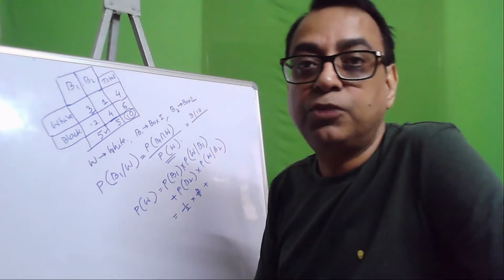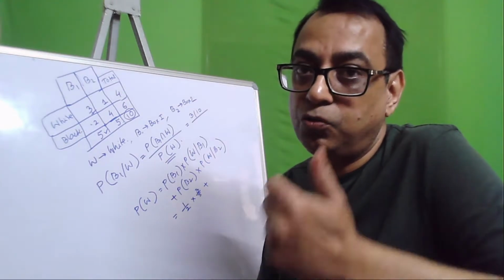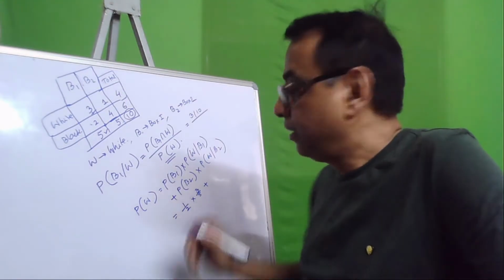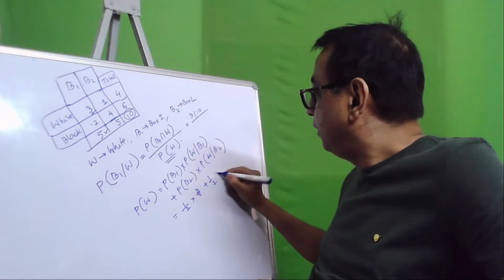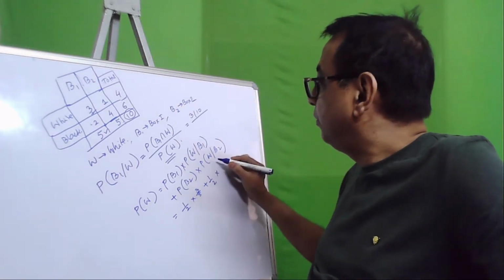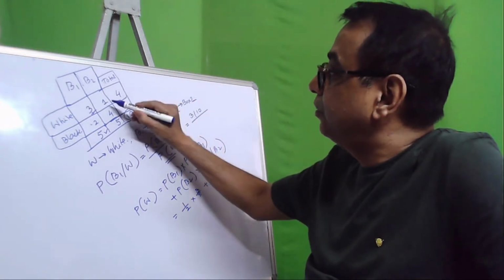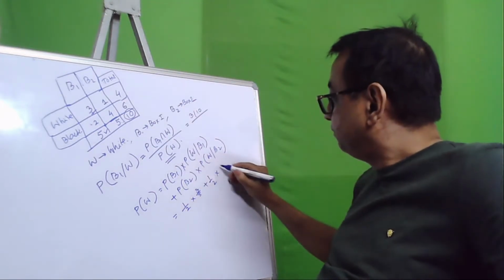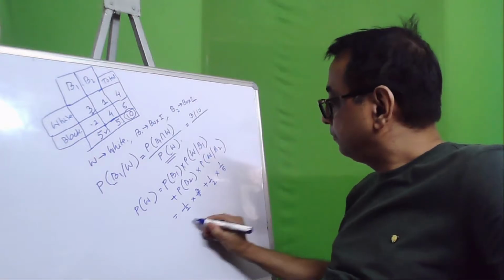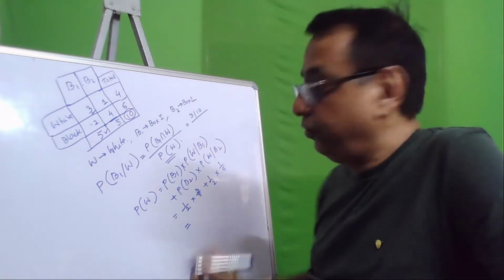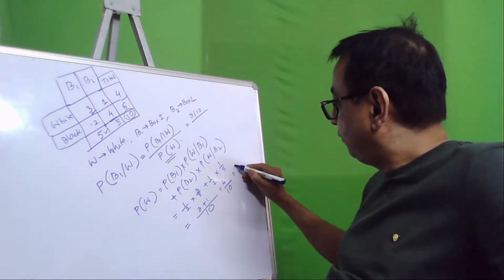plus what is the probability of B2? Again it is two random boxes, you choose one of them, so it is half, and this part, the probability of white given B2, is 1 by 5. So if we calculate, we get 2 by 5.